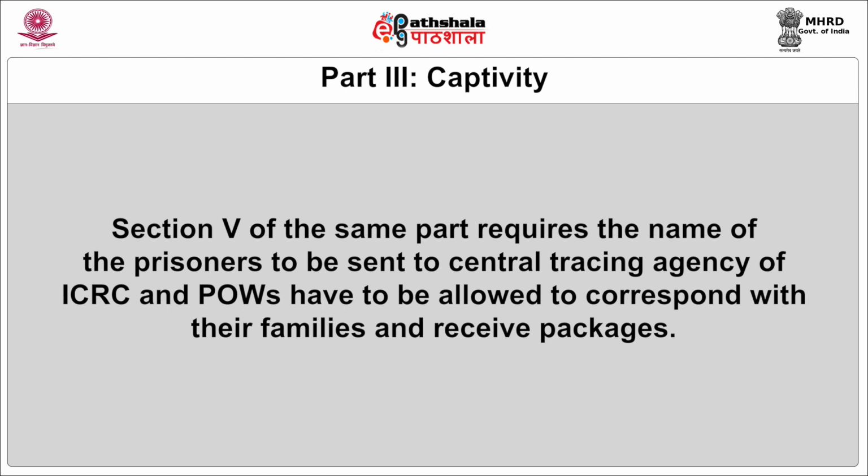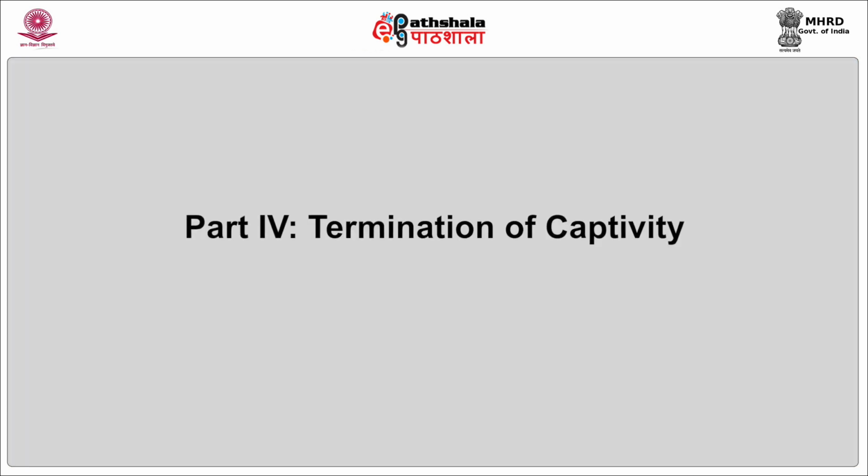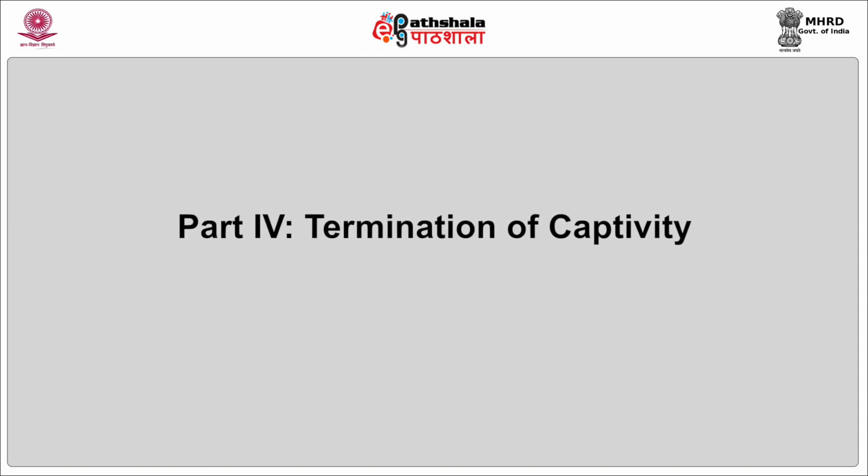Section 5 of the same part requires the names of the prisoners to be sent to the Central Tracing Agency of the ICRC, and POWs have to be allowed to correspond with their families and receive packages. On other occasions, the part enumerates the judicial process that needs to be ensured for prisoners' trials. Part 4, Termination of Captivity.